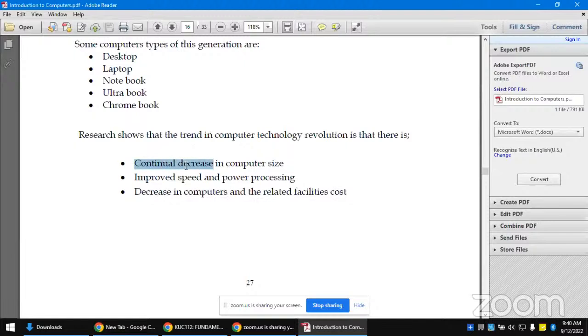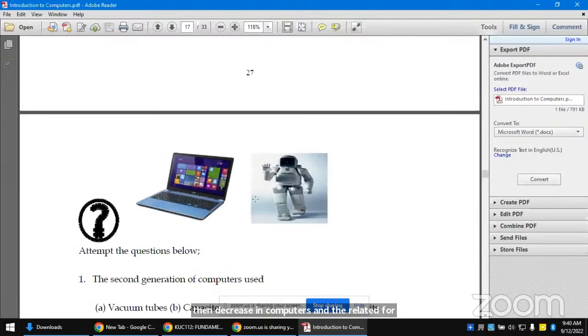So it is noted that the computer continually decreases in size, with improved speed, processing and power, and a decrease in the cost of computers and related facilities. So you have to note that.